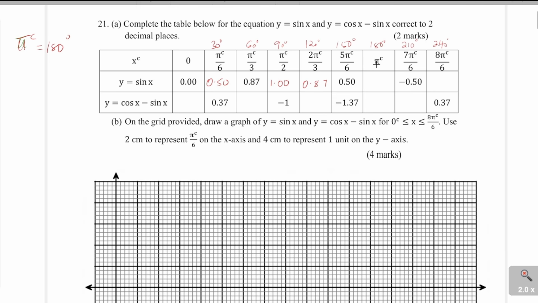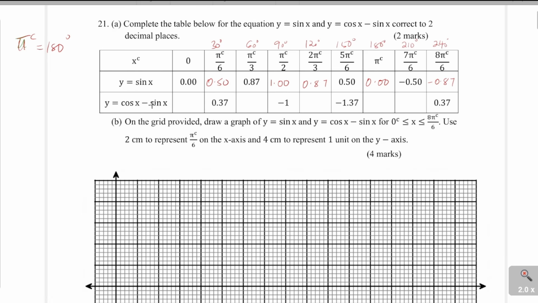Then 180 will be 0.00, correct to 2 decimal places. Then the last one there, that is 240, that will give negative 0.87. That is all for that part. Now, the other row, y is equal to cosine of x subtract sine of x. Just feed in this the way it is. So in your calculator, this is what you're going to feed to get y. Cosine of x.